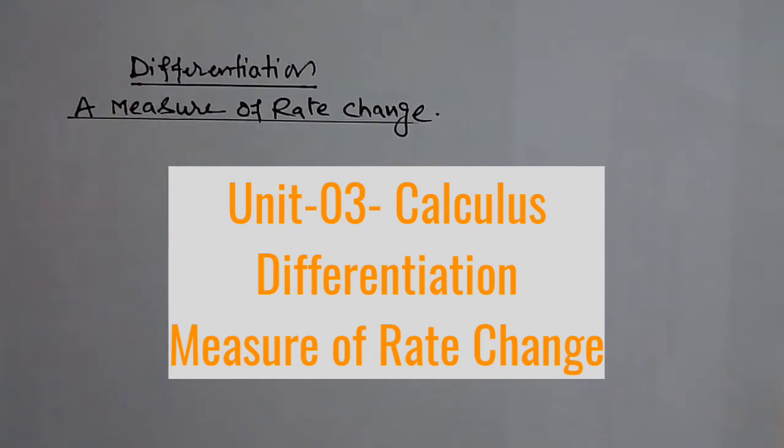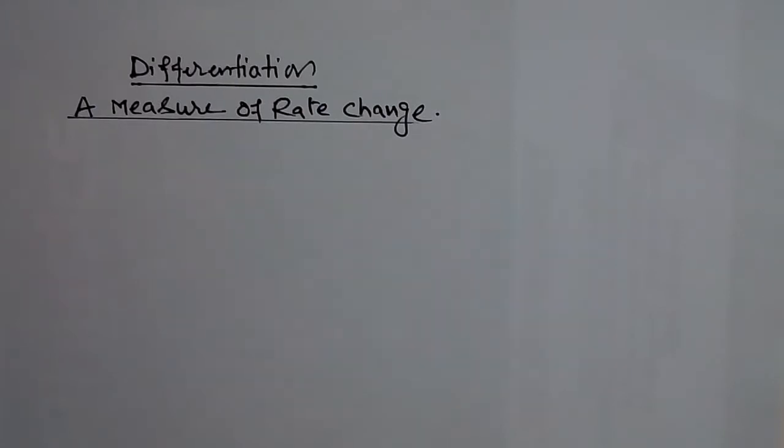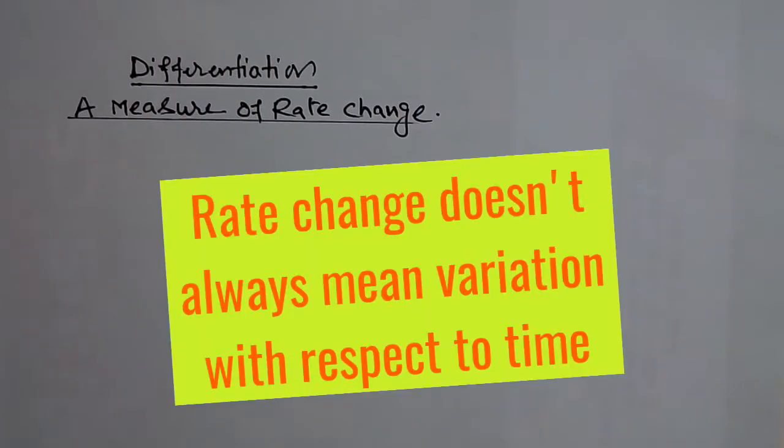To study differentiation as a measure of rate change, what is the meaning of rate change? You know that when one physical quantity changes with respect to another physical quantity, this is a type of rate change. Rate change does not necessarily mean change of one physical quantity with respect to time. It could be, for example, variation of gravity due to height or depth from the earth. That is also a kind of rate change.